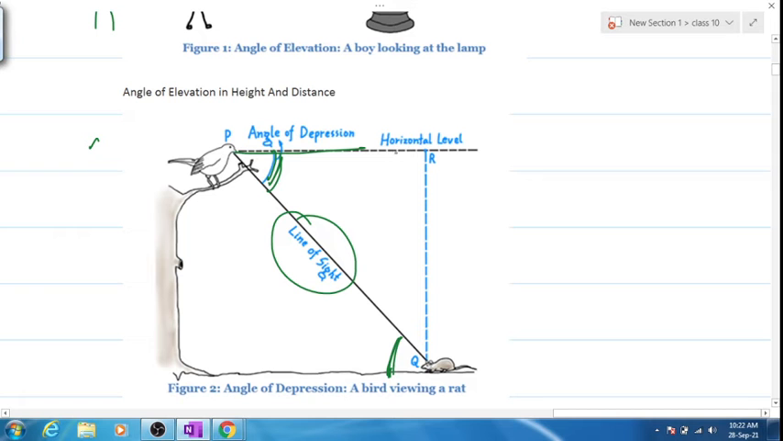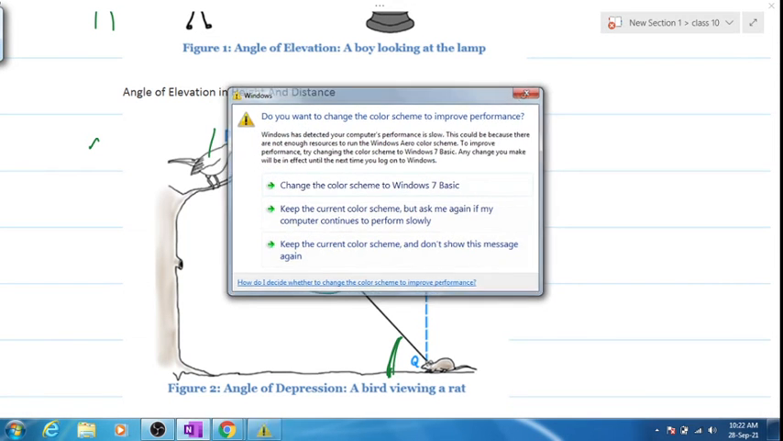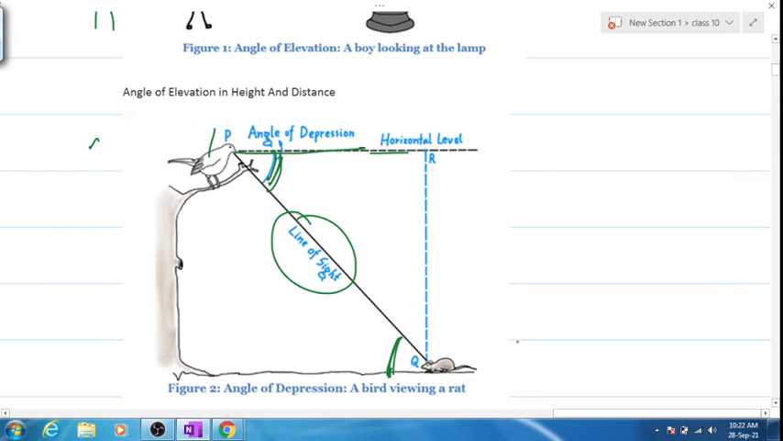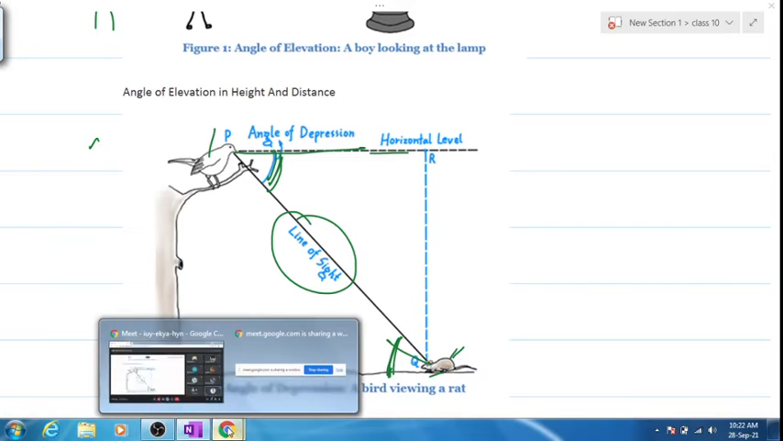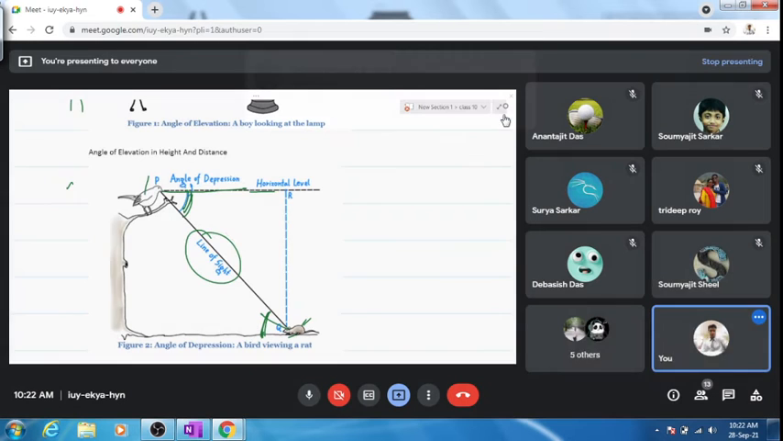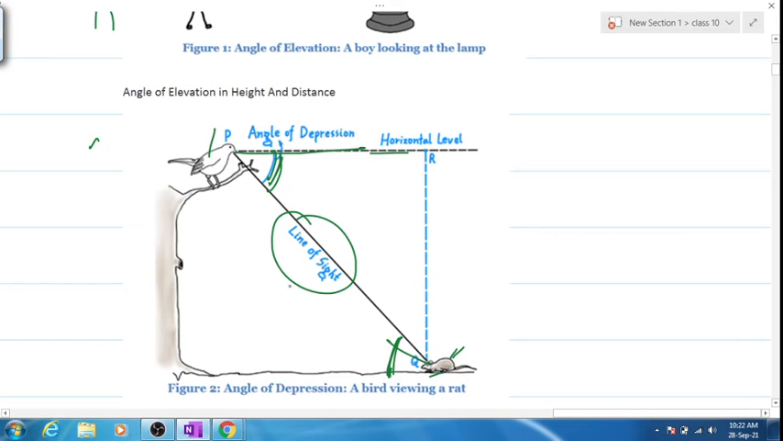Over here, the horizontal level for this pigeon, and the horizontal level for the rat is this, his eyesight. Okay? Clear everyone? Yes or no? Please confirm. Please draw this figure properly and ask me if you have any doubts.